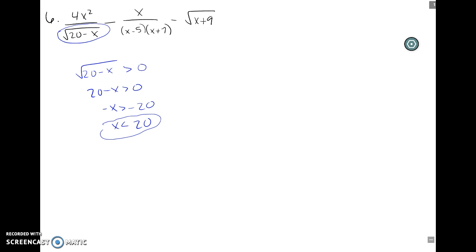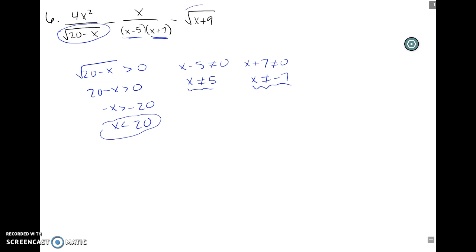Then the next part, we have these two binomials that are being multiplied together that are underneath the fraction, so they're in the bottom. They can't be 0, so x minus 5 cannot equal 0. So x cannot equal 5. And then x plus 7 cannot equal 0. So x cannot equal negative 7. So I just solved those like I would solve a regular linear equation and set it equal to 0 and solved it. But it can't be 0, so it's everything but that.